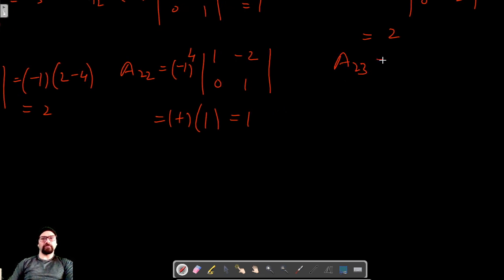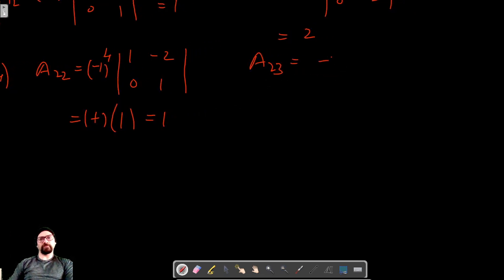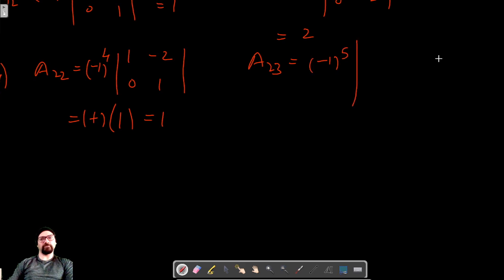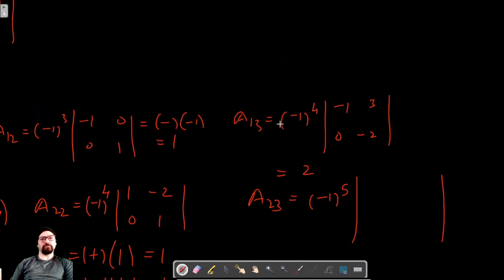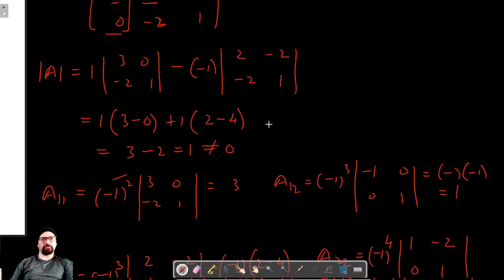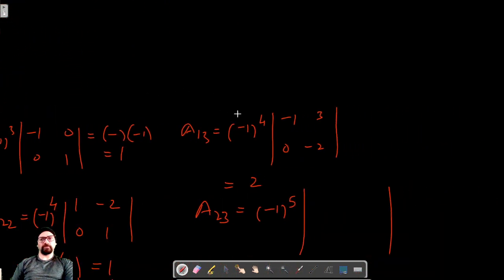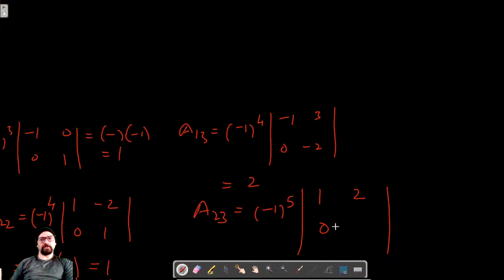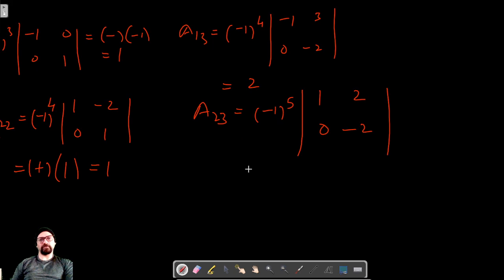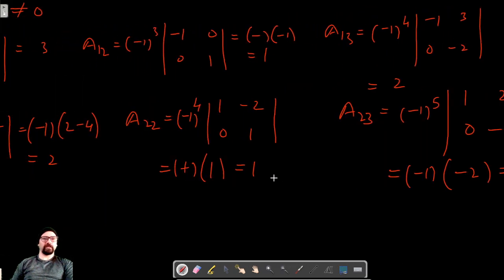And now A23. So A23 is negative 1 raised to the power 5. And if we hide the row and column, A23 is the determinant of 1, 2, 0, negative 2, which gives us negative into negative 2, which is plus 2.